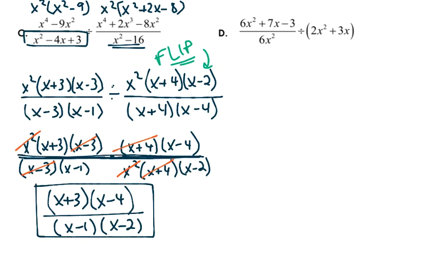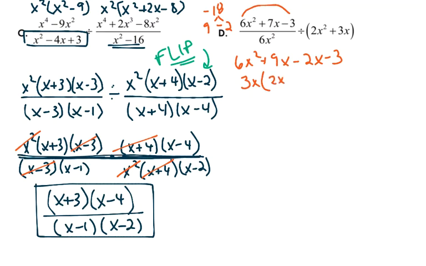Okay, this next one is one you're going to have to be a little more careful with. So 6 times negative 3 is negative 18. Come up with two numbers you can multiply to get negative 18 that add up to 7. So 9 and negative 2. So I'm going to rewrite that numerator as 6x squared plus 9x minus 2x minus 3. Then I'm going to take out a GCF from the first two terms, 3x, 2x plus 3. I'm going to factor out a negative 1, and I'm left with 2x plus 3.